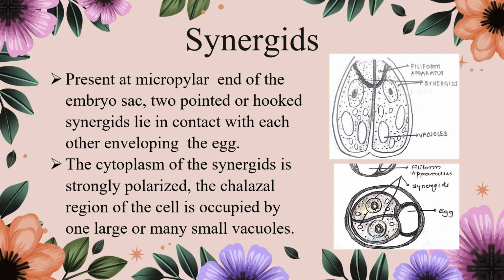First and foremost, we start with the synergids, the 2 cells of the egg apparatus. They lie towards the micropylar end. They are pointed, hooked, enveloping the egg or the female gamete on the 2 sides. The cytoplasm of the synergid is strongly polarized. The chalazal region of the cell is occupied by one or many large or small vacuoles. You can see how they are enveloping the egg.